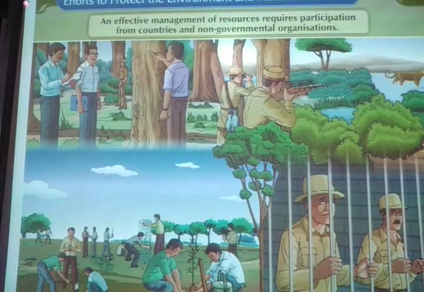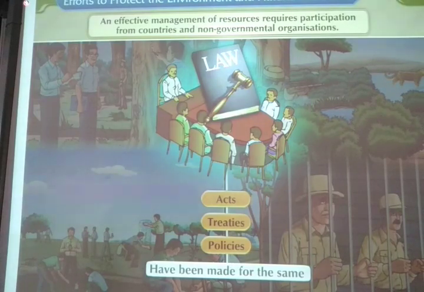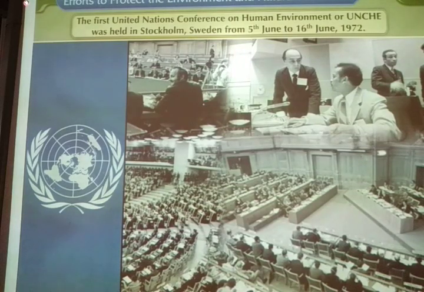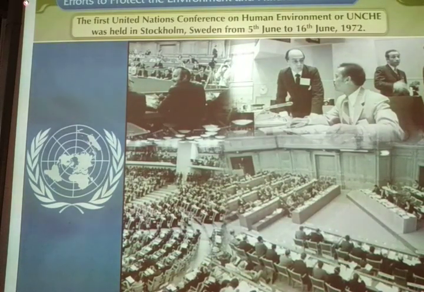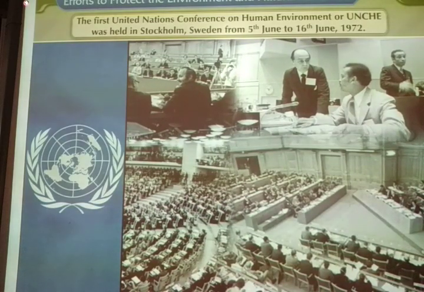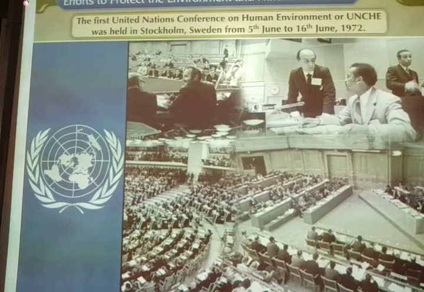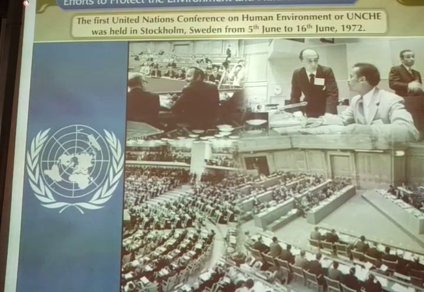An effective management of resources requires participation from countries and non-governmental organizations. Several acts, treaties, and policies have been made for the same. The first United Nations Conference on Human Environment, or UNCHE, was held in Stockholm, Sweden, from the 5th of June to the 16th of June in 1972.